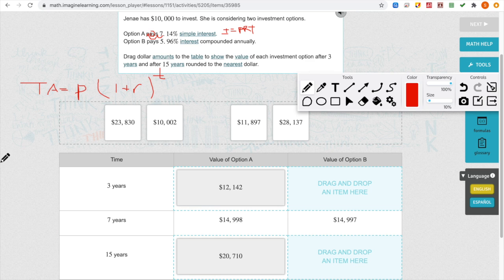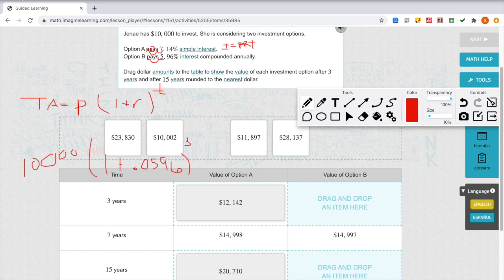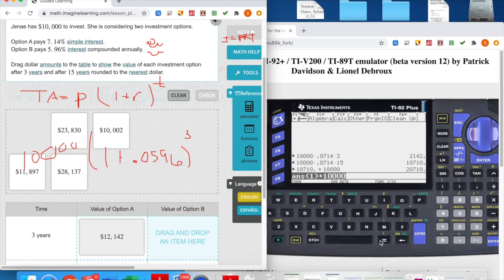So we know that our principal is going to be $10,000. We're going to have 1 plus, and now our rate, we're going to go over 1 over 2, so 0.0596. And we're going to have an exponent of, well, it depends on which one we're doing. On the first one, for 3 years, we're going to have an exponent of 3. On the second one, we're going to have an exponent of 15. So we're going to go ahead and enter these into our calculator.